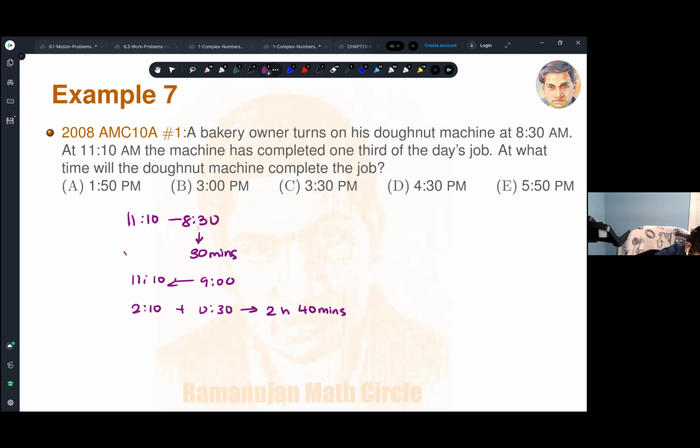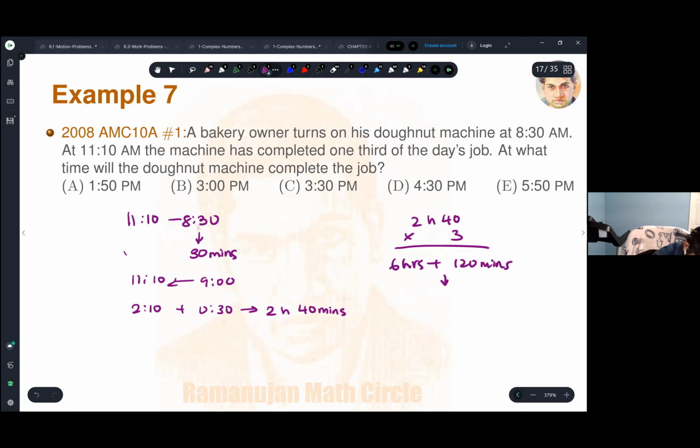So now we're gonna multiply that by 3. So 2 hours 40 minutes times 3 is equal to 120 minutes plus 6 hours. So that's a total of 7 hours to complete the job. And sorry, not 7, 8 hours to complete the job because 120 minutes is 2 hours.